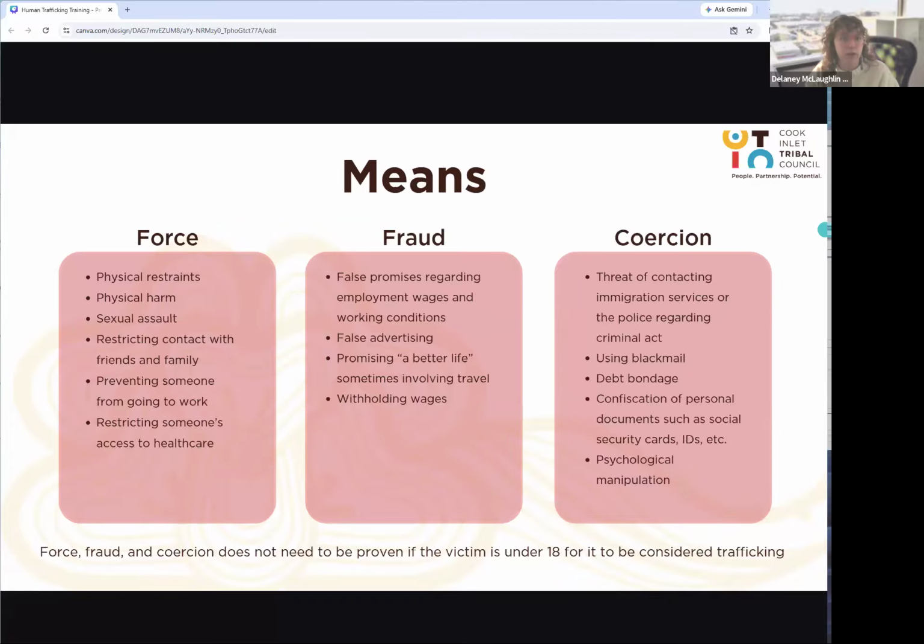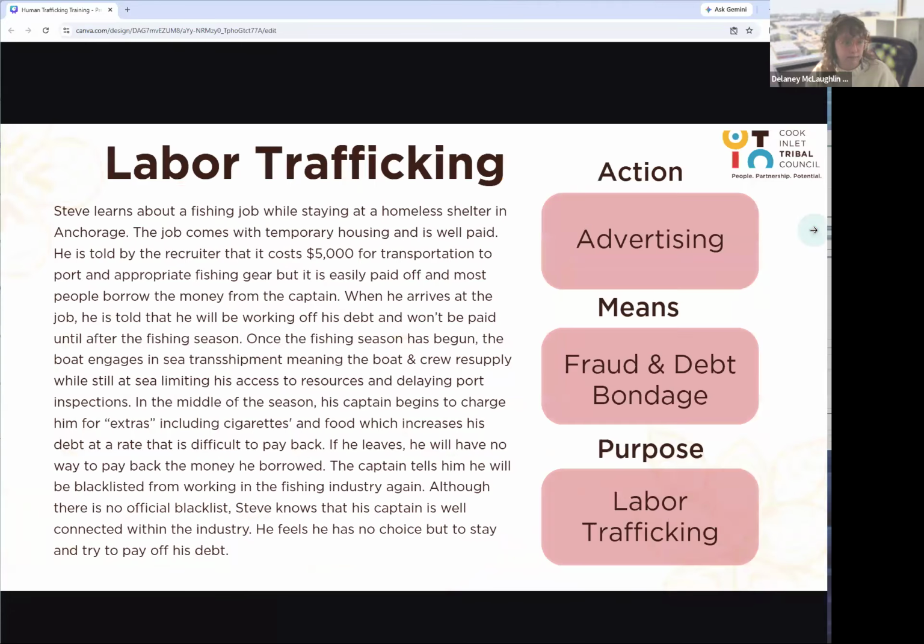So we're going to jump into a quick example. Okay, I'm going to read this, so don't feel overwhelmed by the amount of words on this slide. It says, Steve learns about a fishing job while staying at a homeless shelter in Anchorage. The job comes with temporary housing and is well paid. He is told by the recruiter that it costs $5,000 for transportation to the port and appropriate fishing gear, but it is easily paid off, and most people borrow the money from the captain.